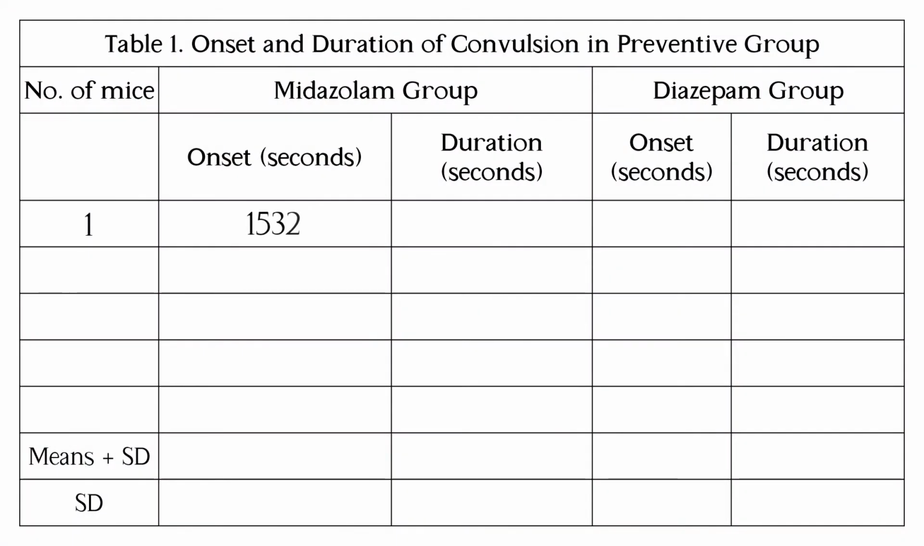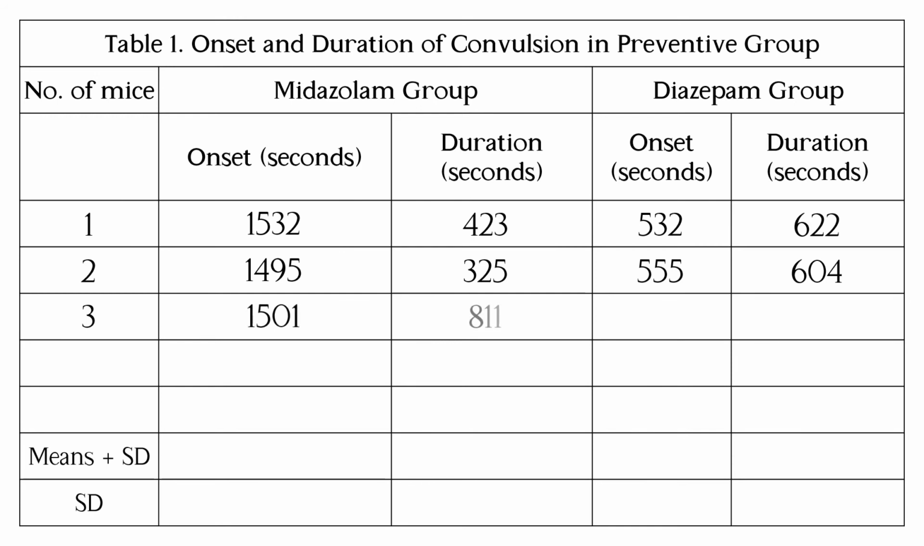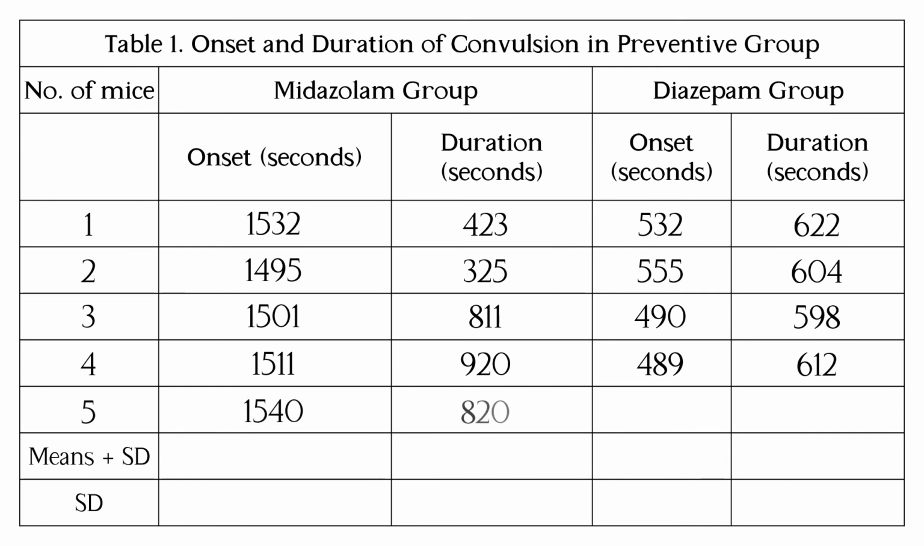We have obtained the onset and duration of convulsion from mouse number 1. We then continue this preventive experiment to collect the data from mouse number 2, 3, 4, and 5. The process of data collection from mouse number 2, 3, 4, and 5 is not shown in this video. Upon completion, all experiment data is written down in the table.